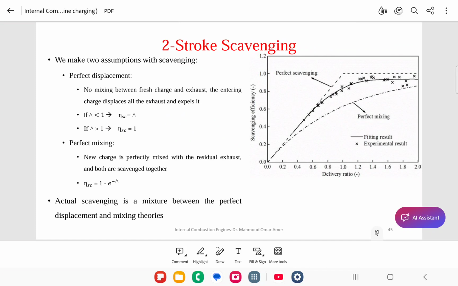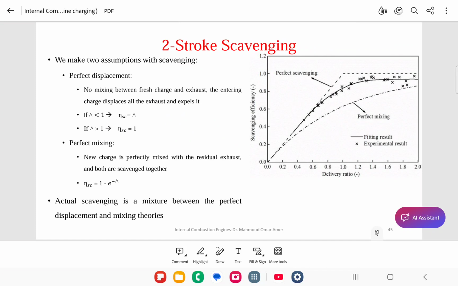So what about the scavenging efficiency, which is the amount of pressure charge retained over the overall mass inside the cylinder? The pressure charge is 90%, right? And the overall is 90% pressure charge and 10% residual. So the scavenging efficiency equals what? 90%, which is the same as the delivery ratio. So if the delivery ratio is less than 1, and we are talking about perfect displacement, then the scavenging efficiency equals the delivery ratio.